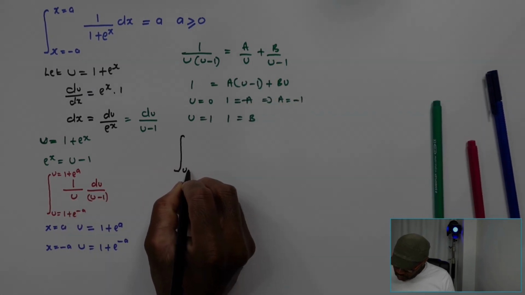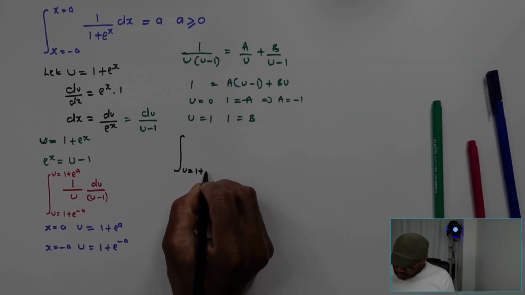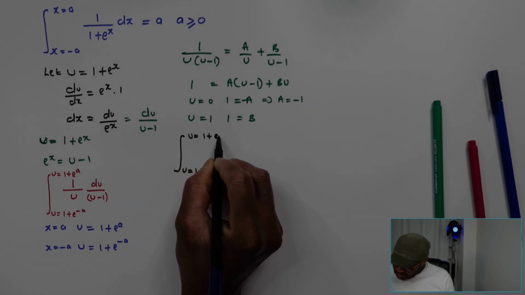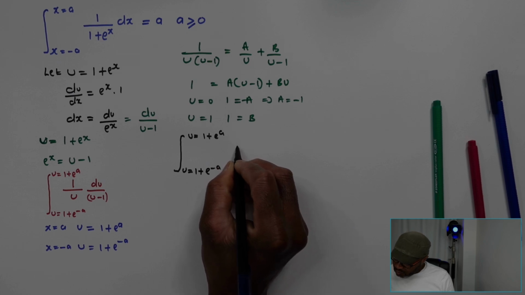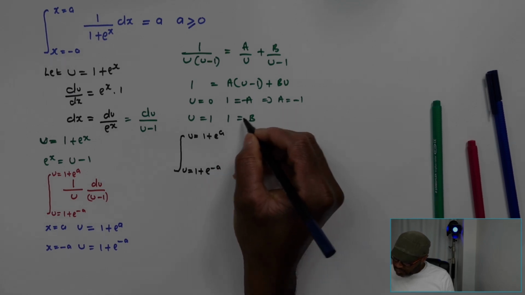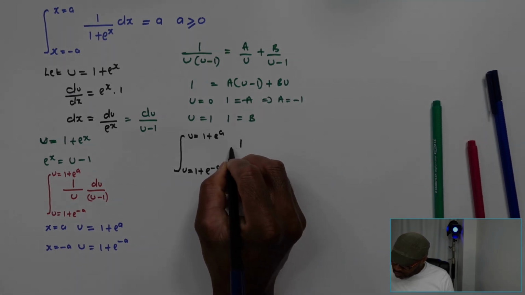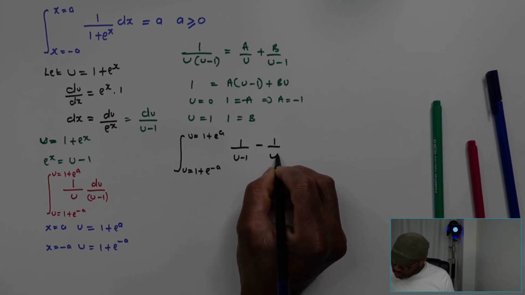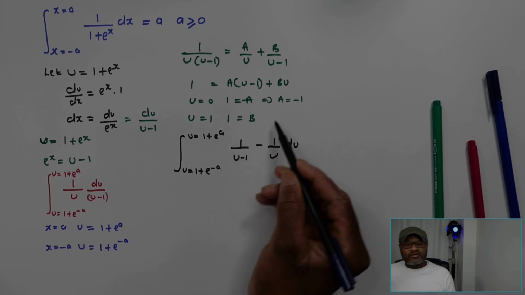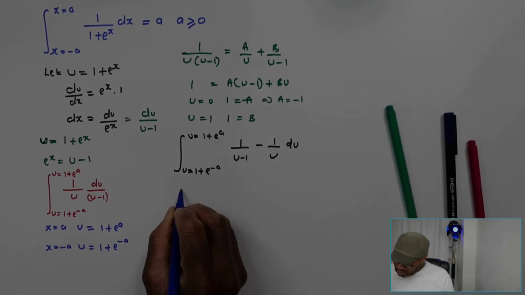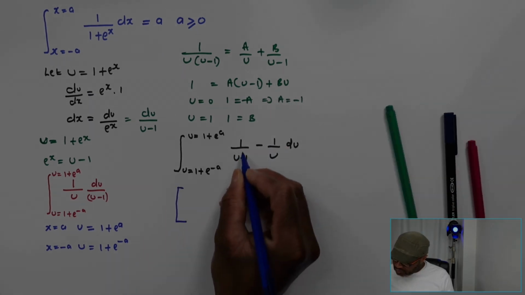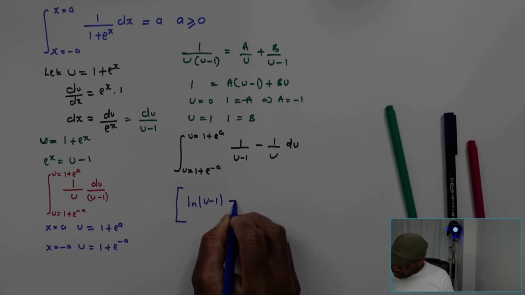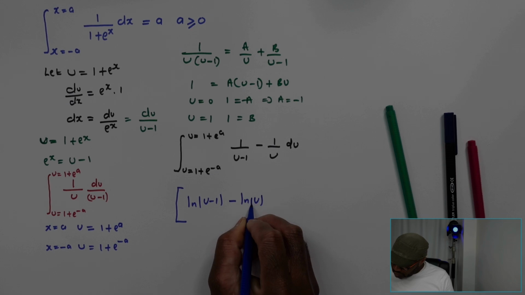The integral from u equals 1 plus e to the minus a to u equals 1 plus e to the power a will be, I'll write the positive first, B is positive, so 1 over u minus 1 minus 1 over u du. So now this is easy to integrate. If I integrate that, I get ln of the modulus of u minus 1, minus ln of the modulus of u.